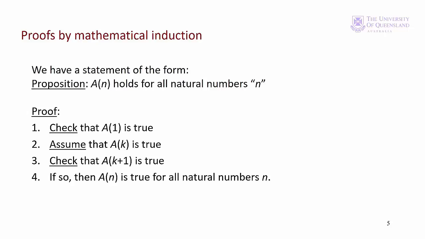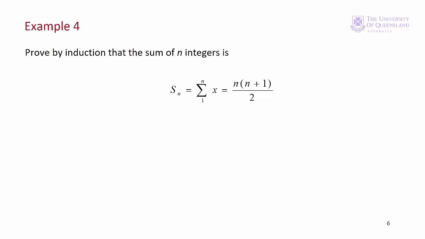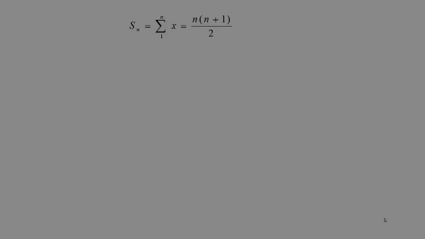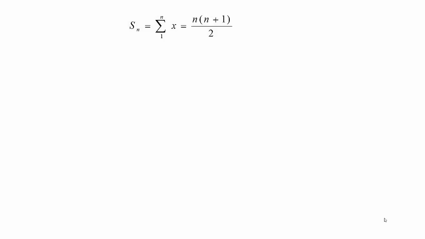We'll go through an example. We want to prove by induction that the sum of n integers, that is, adding up all integers from 1 up to n, is equal to n times n plus 1 on 2. We have our proposition, Sn is the sum of numbers from 1 to n, and that's equal to n times n plus 1 on 2. Let's see if it's true for n equals 1. If n equals 1, then n times n plus 1 on 2 is equal to 1 times 1 plus 1 on 2, because that's equal to 1. We've proved that.